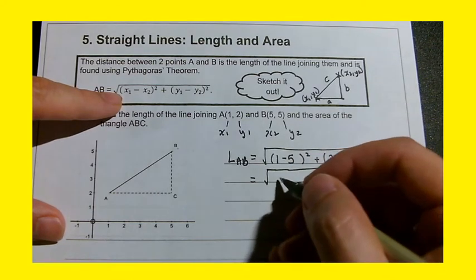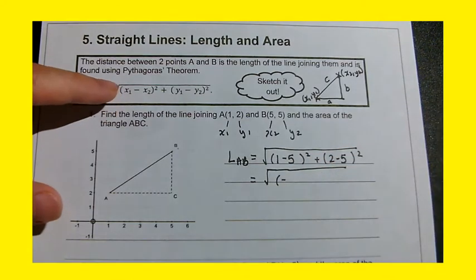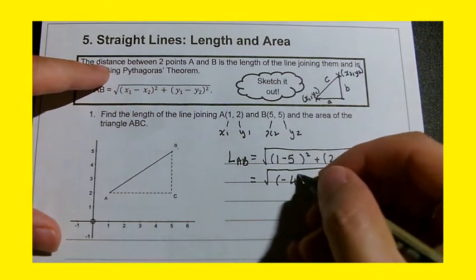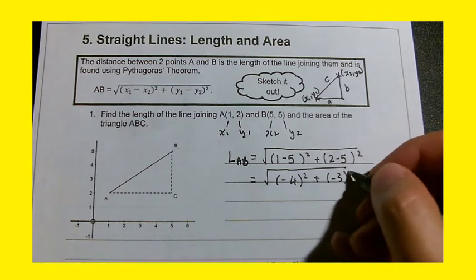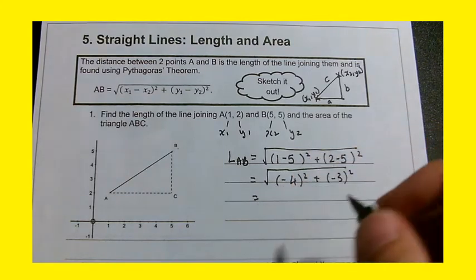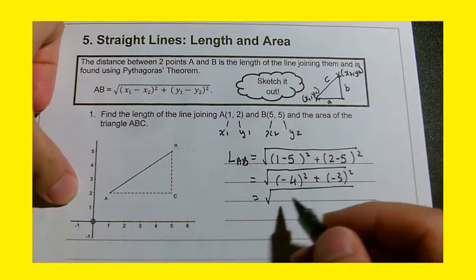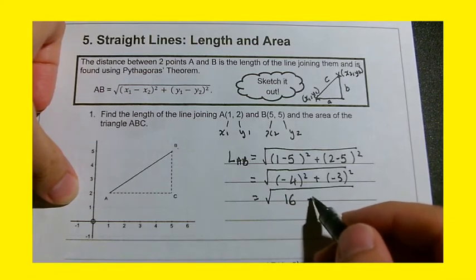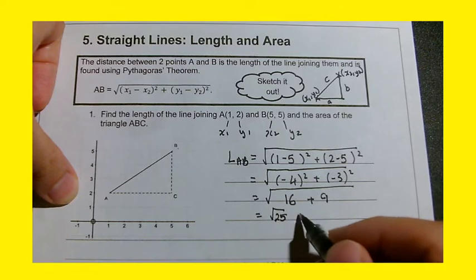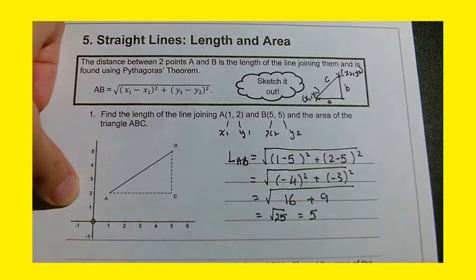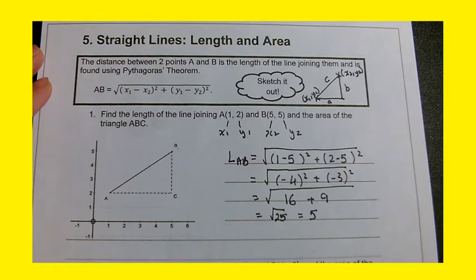So 1 minus 5 squared, that's minus 4 squared, and 2 minus 5 squared, that's minus 3 squared. 16 plus 9, root 25, which is equal to 5. That is the length of the line joining A and B.